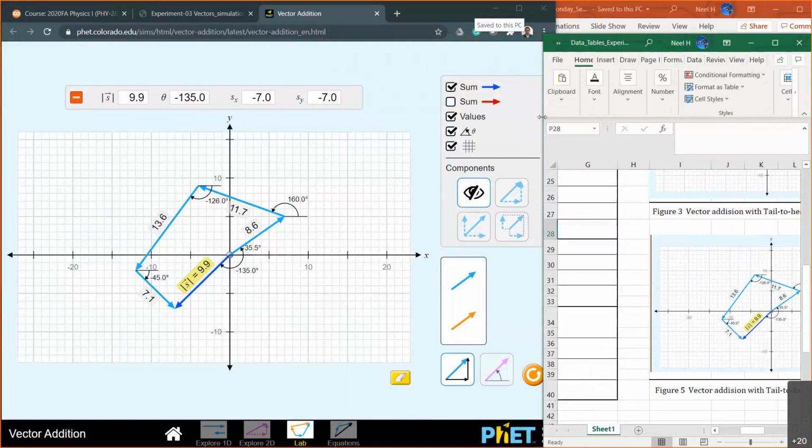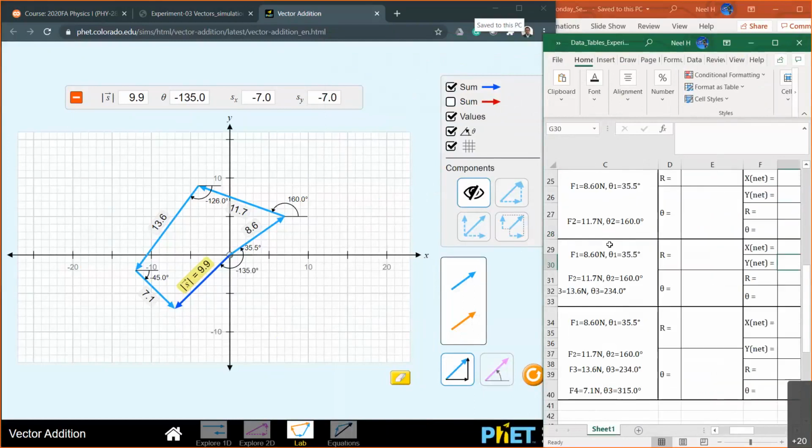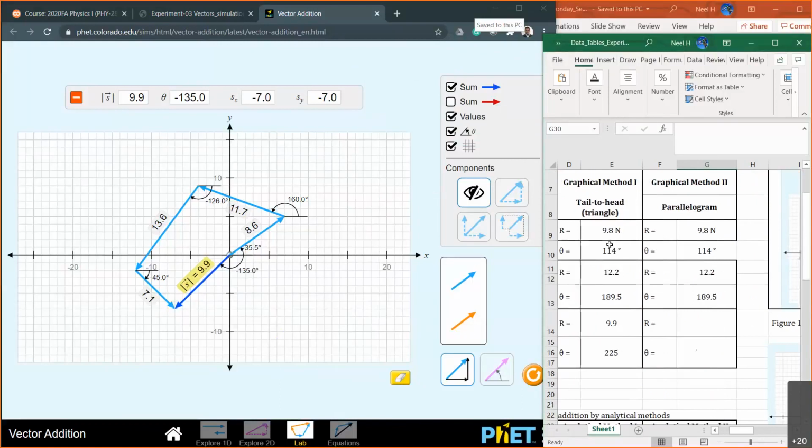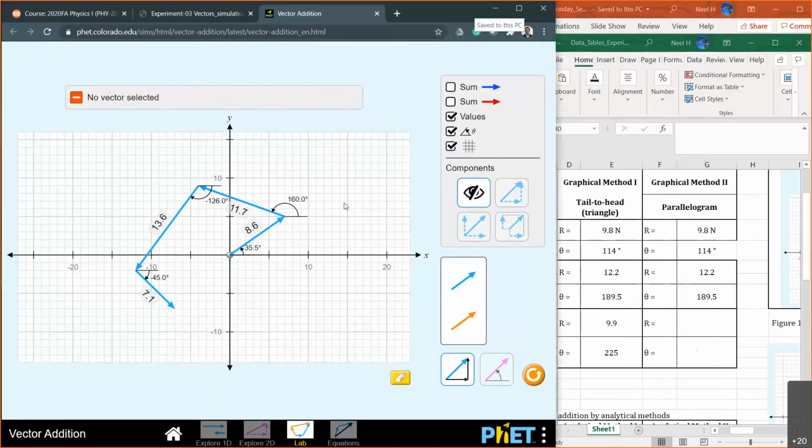Okay, then let's see how we're going to do the same one by using graphical method 2, which is the parallelogram. Again, the idea of the parallelogram is that you can use only two vectors, which means you can use only the result of the last three and the new vector, right? So to do that, I'm going to get rid of this sum here, we don't need it. And the first three vectors we don't need, right?